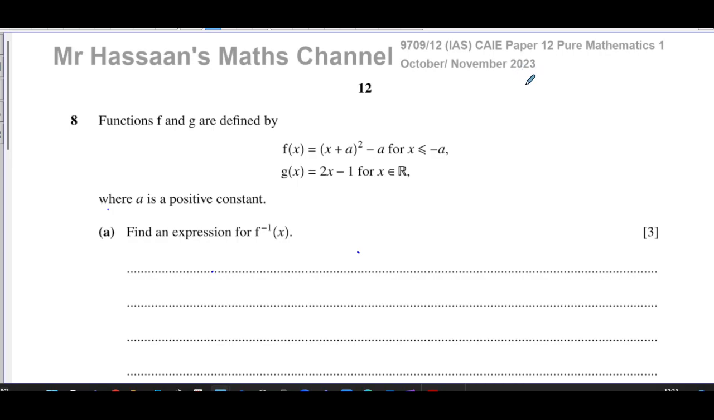I'm going to now answer question number 8 from the October-November 2023 paper 1, variant 2 from the Cambridge 9709 pure mathematics paper. Here we have a question about functions again.